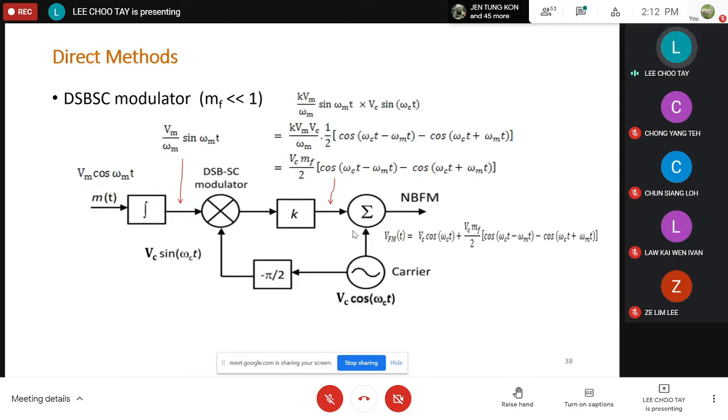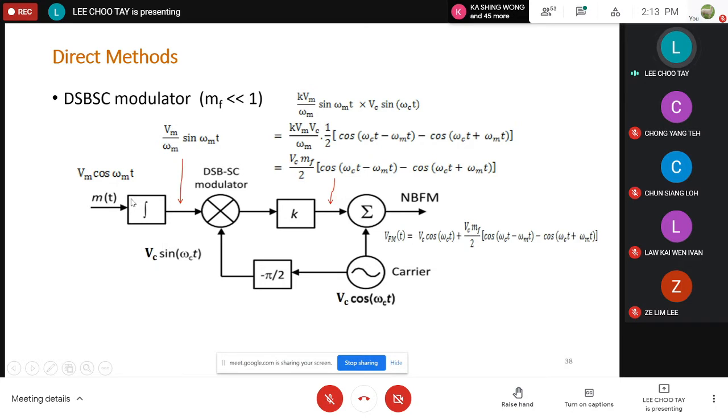Let's look at the direct method. The first direct method makes use of the double sideband suppressed carrier modulator. This is only useful for generating a narrowband FM signal, where the modulation index is very much smaller than 1. The modulator basically looks like this.